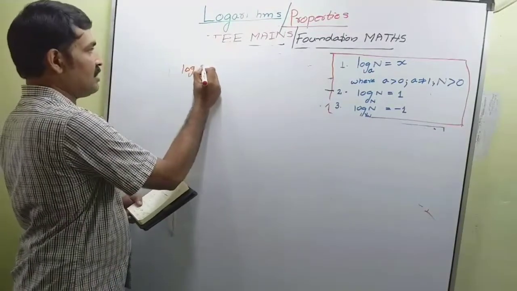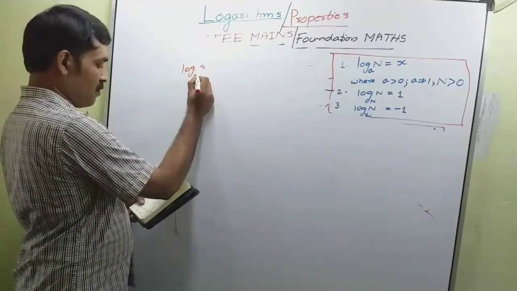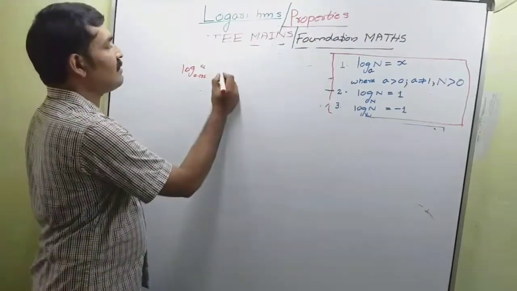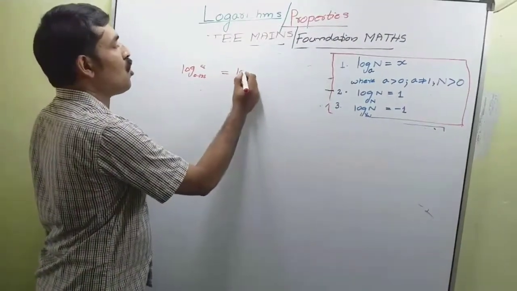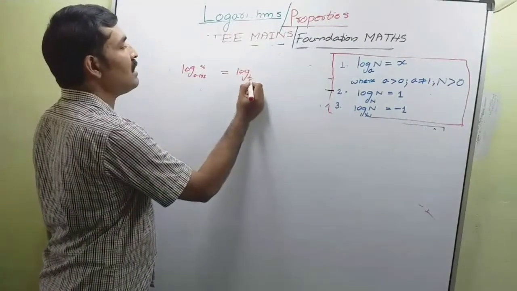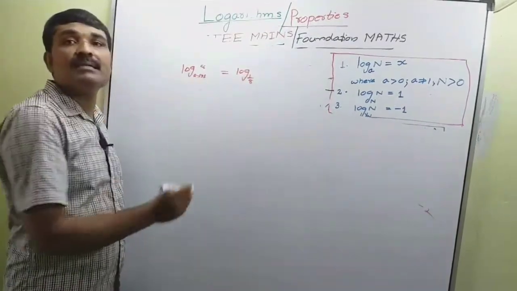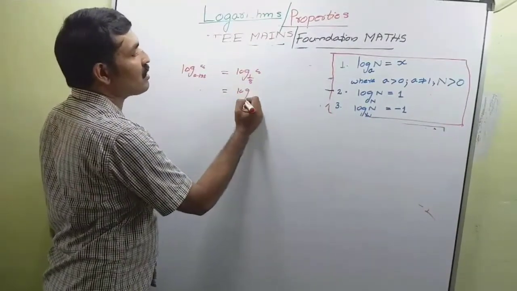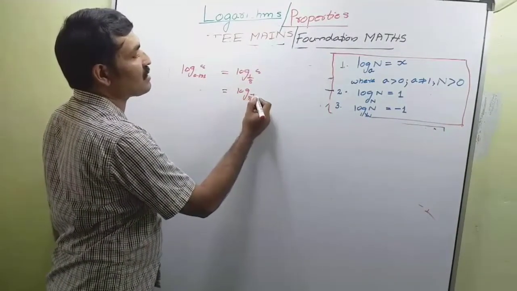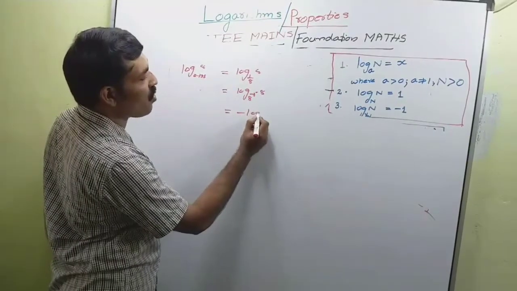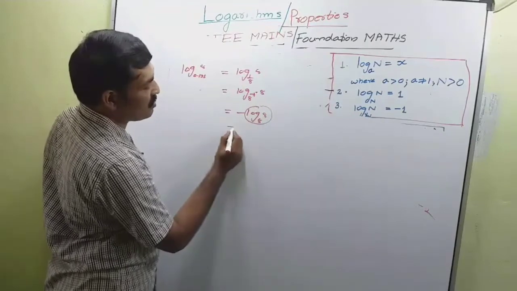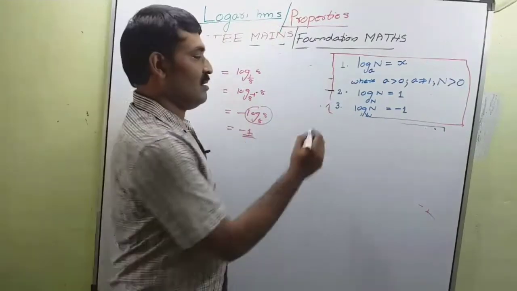Log 8 to the base 0.125. We can write this as log 1 by 8, since 0.125 means 1 by 8. That is equal to log 8 raised to minus 1, that is minus of log 8 to the base 8. This term is equal to 1. So this is equal to minus 1.